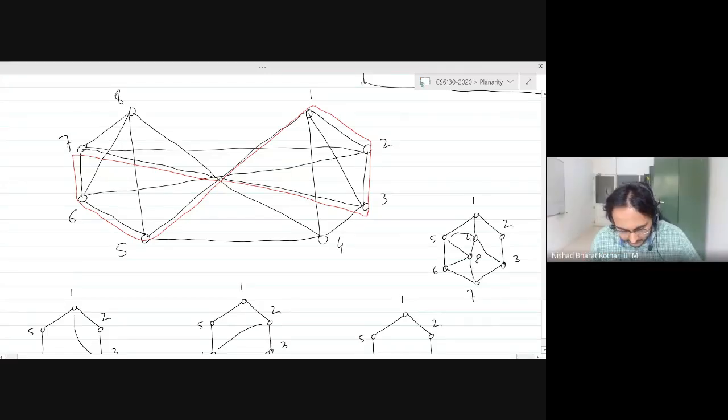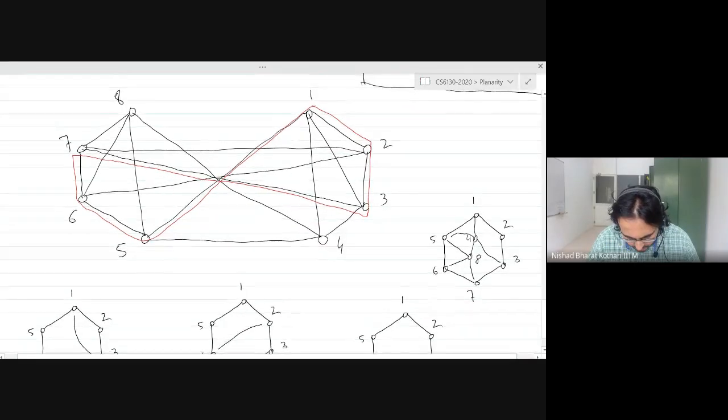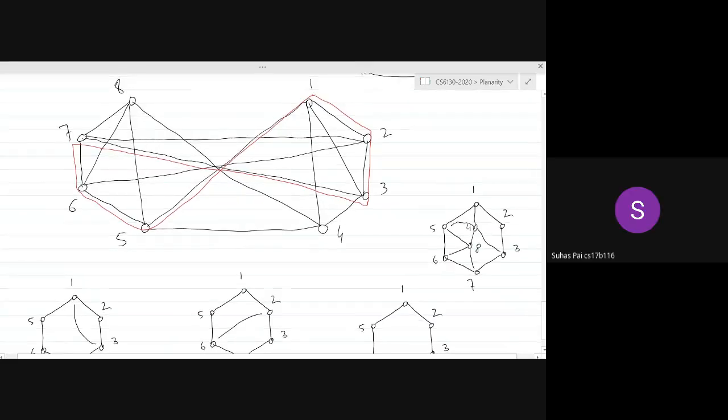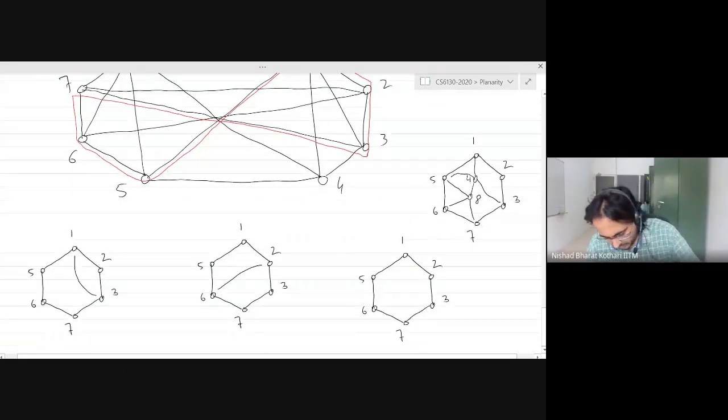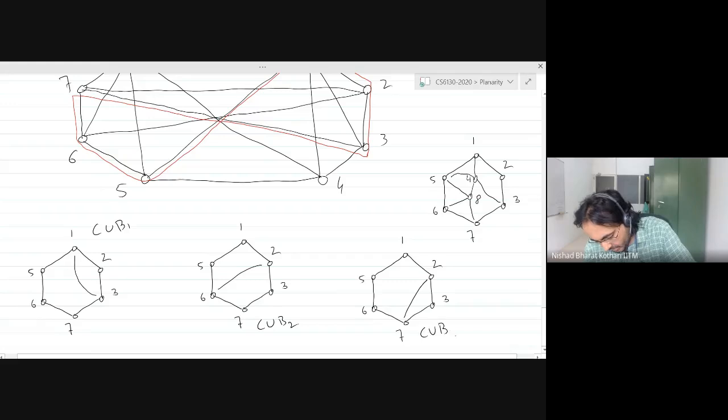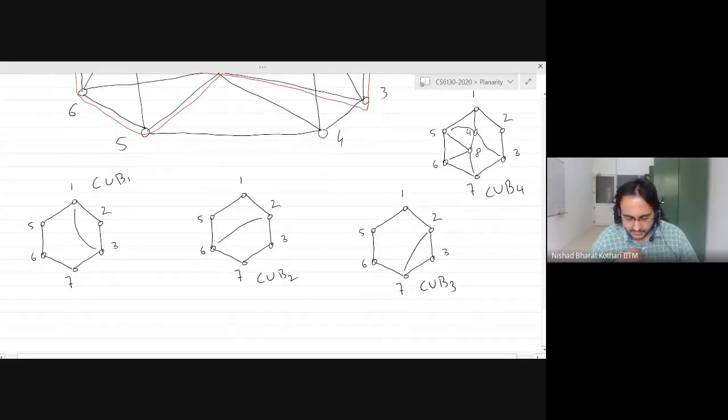Okay. And there is another bridge, right? There is one more bridge. Does anybody see it? 2 7. 2 and 7. Okay, thank you. So what I've done here is we have got 4 bridges, and I've drawn the cycle with each of the bridges: C union B1, C union B2, C union B3, and C union B4. And I want to see if I can somehow combine these drawings to get a planar drawing of the whole graph. Is the idea clear?